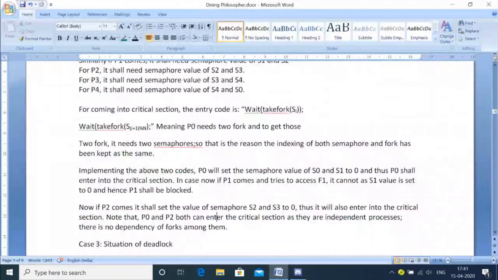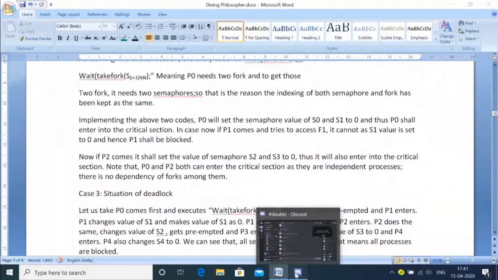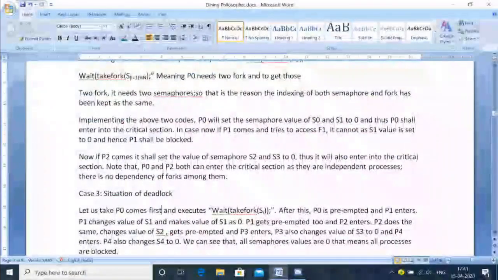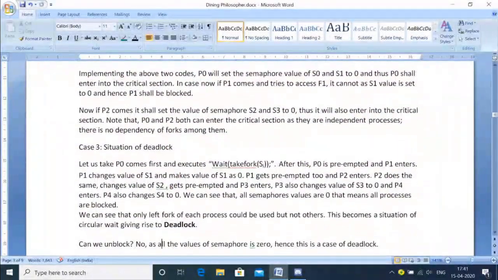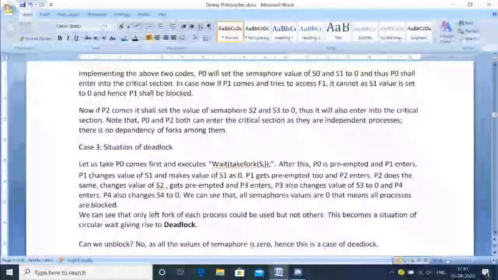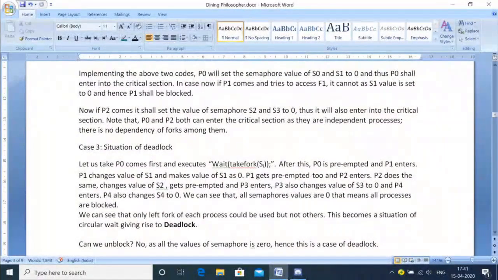Next, let's say we have another situation. In the first case, we have seen a serial execution of processes, so there was no dependency. In the second case, we had a problem with the race condition. For example, P0 is there, P1 came all of a sudden, executed, and snatched away the fork, so P0 had to wait. Then we saw how we tackled that using a semaphore.